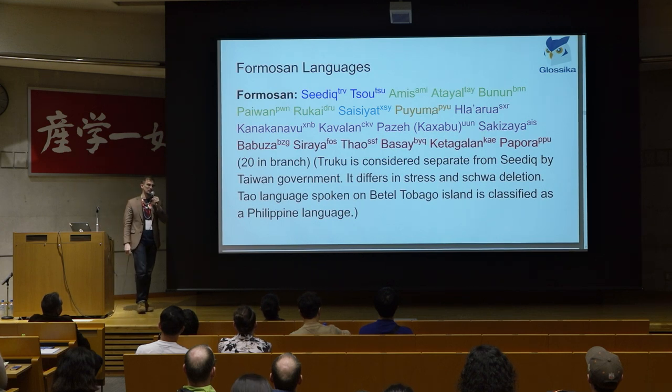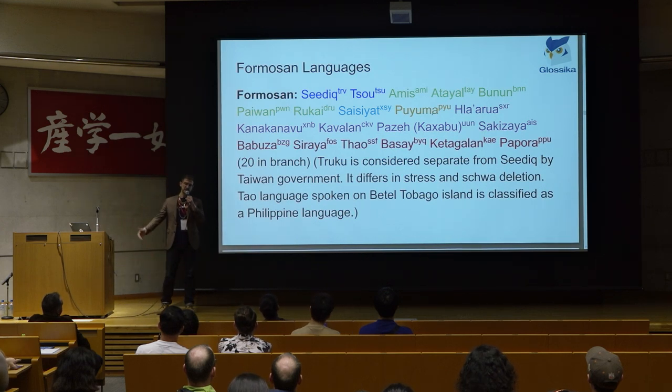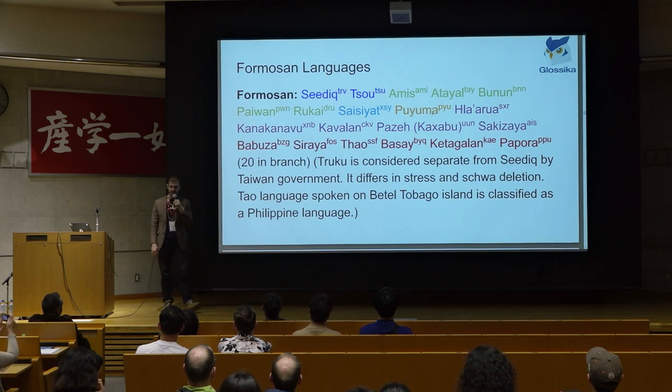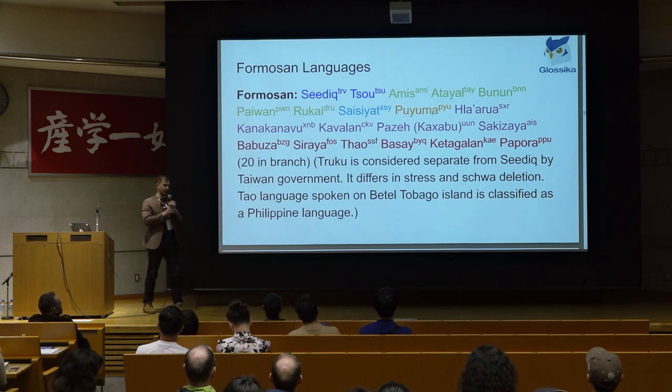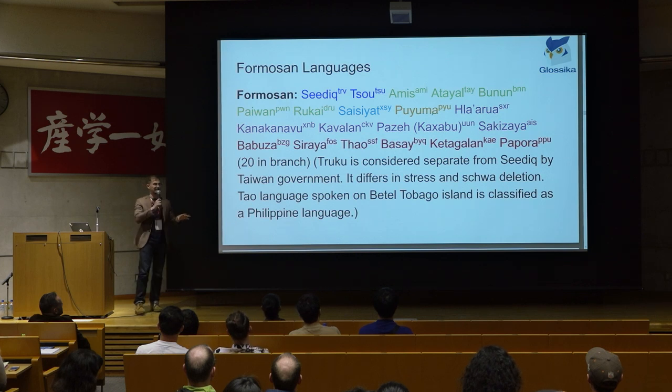Formosan languages, we call them Formosan. You may know the history of Taiwan. Taiwan was once called Formosa from the Portuguese word. But we now borrow that word to describe the indigenous languages of Taiwan as a branch within Austronesian languages.